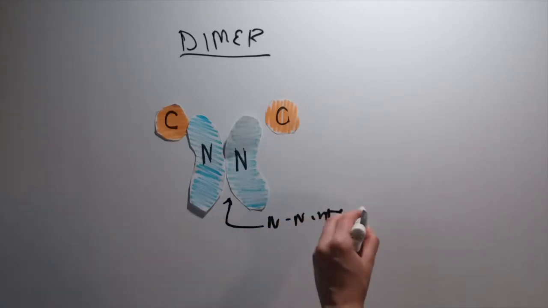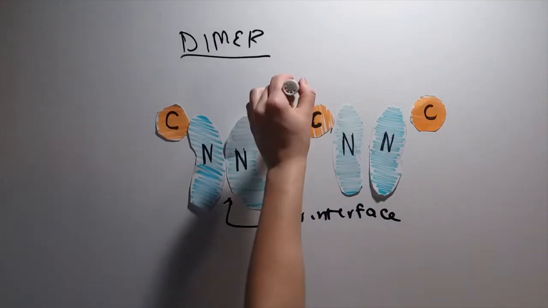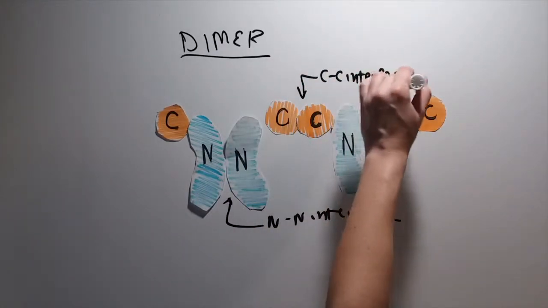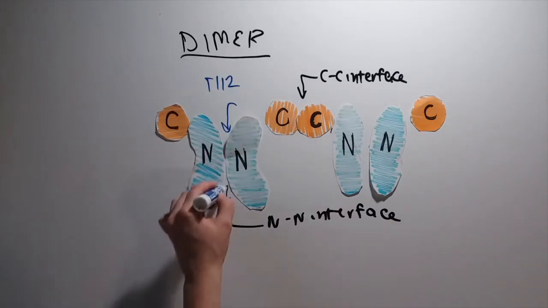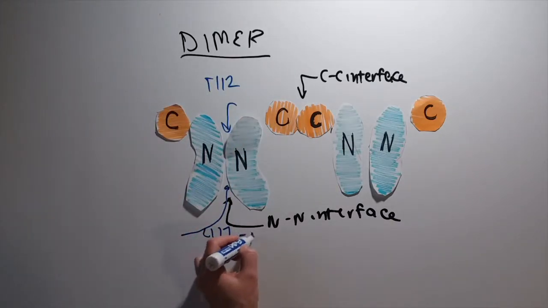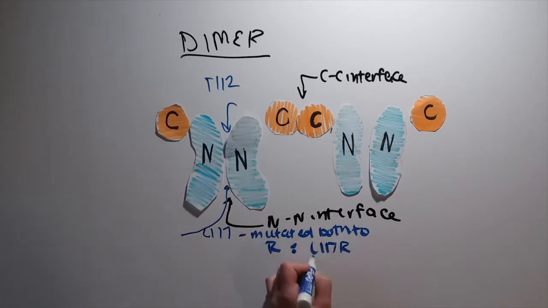To determine the function of the dimer, the NN interfaces were mutated. Threonine 112 and leucine 117 were the essential residues for the NN terminal interaction. Both the L117R and the T112R mutations inhibited the protein's ability to migrate to the membrane and bud viral particles. Mutating the NN interface disrupted the viral budding.